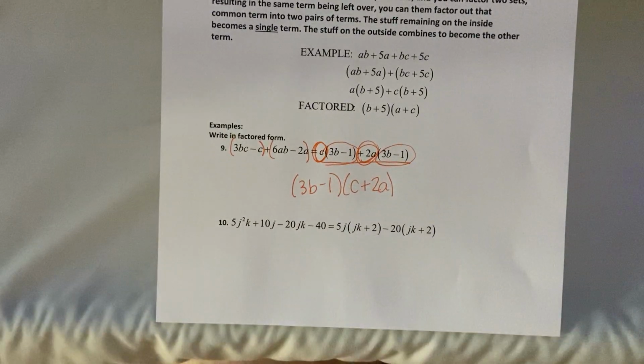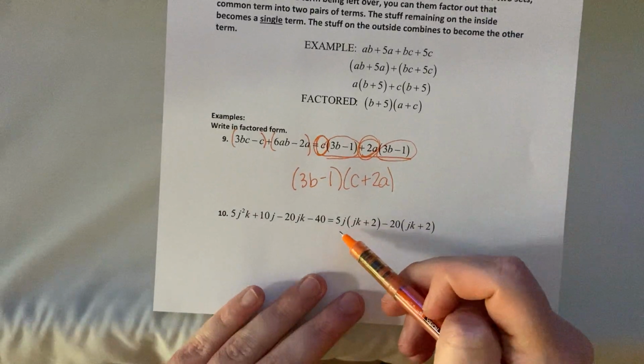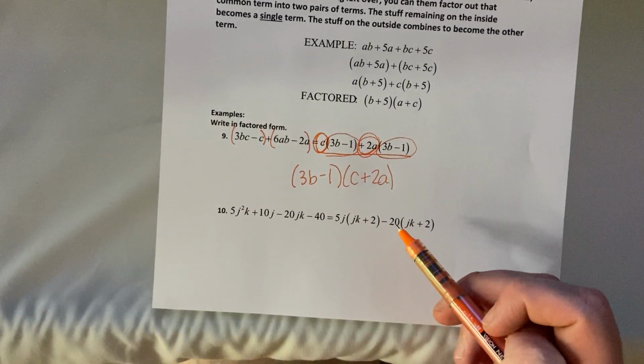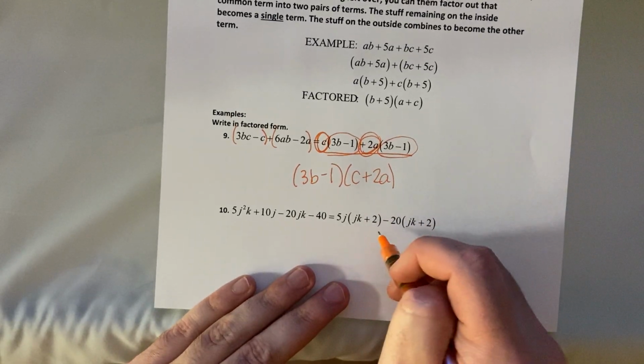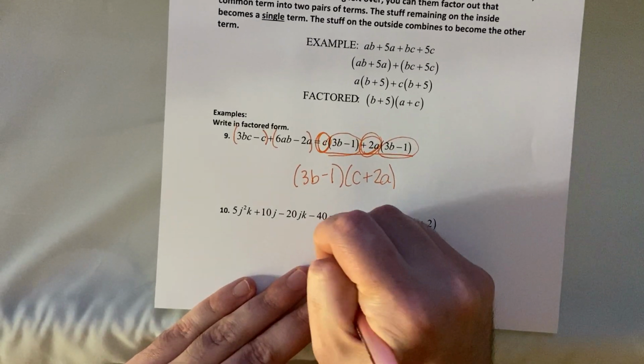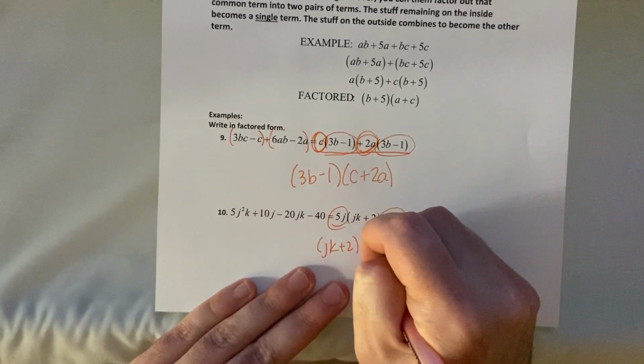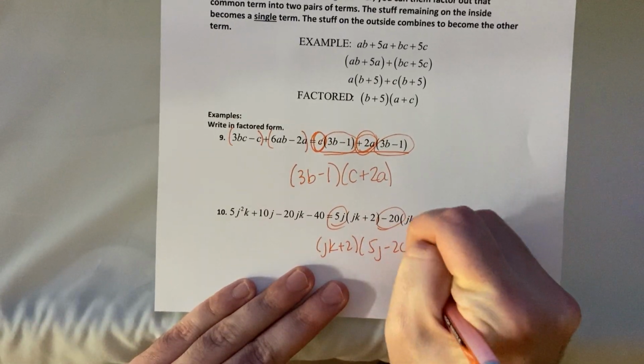Let's try this again. 5j squared k plus 10j minus 20jk minus 40. Looks like 5j was factored out of the first 2, and a negative 20 is factored out of the second 2. So again, what is my common factor? jk plus 2. And what's left becomes my other factor, 5j minus 20.